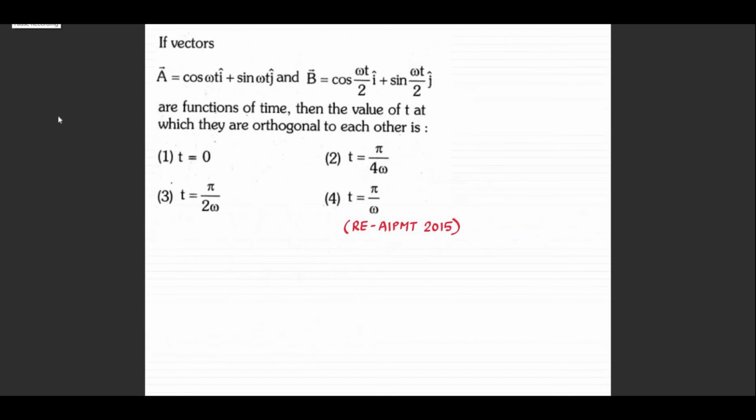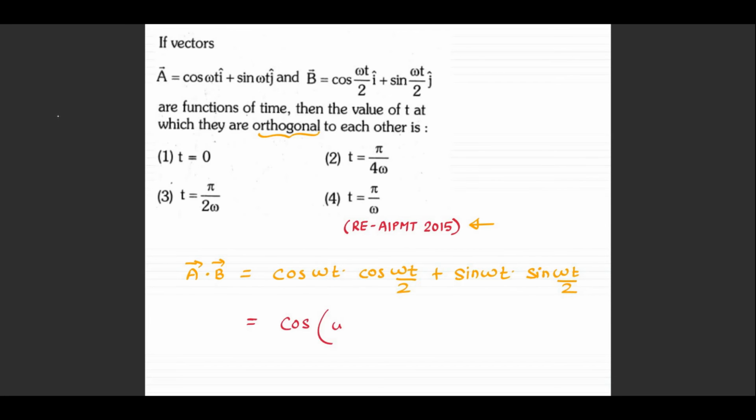Fine. The next question that we are looking at is from AIPMT 2015. When they become orthogonal, it means they become perpendicular. So A dot B, if I solve, it will be cos omega t into cos omega t by 2 plus sin omega t into sin omega t by 2. So if I use the concept of trigonometry, I know this will be cos of A minus B. So this will be cos omega t by 2.